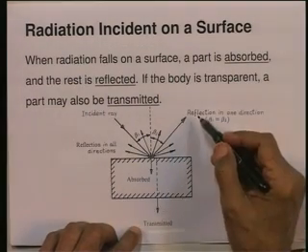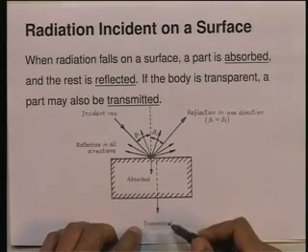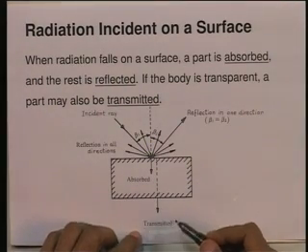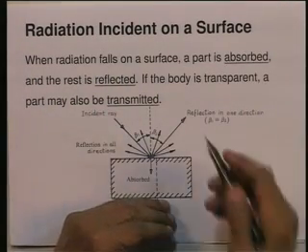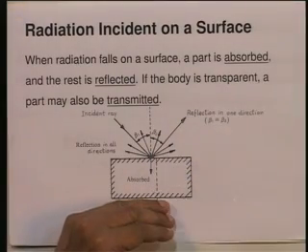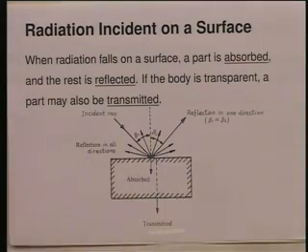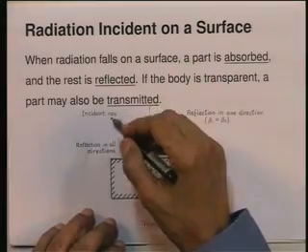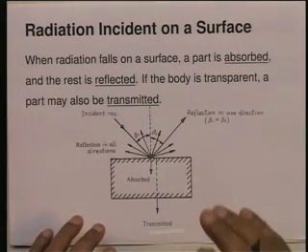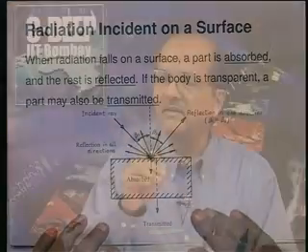A part will be reflected, part will be absorbed, and the remaining may be transmitted. Or if it is opaque to radiation, then it will only be reflected and absorbed. Now, the reflection itself can be of two types. One is, like when light falls on a mirror, typically optical light, the angle of incidence is equal to the angle of reflection.